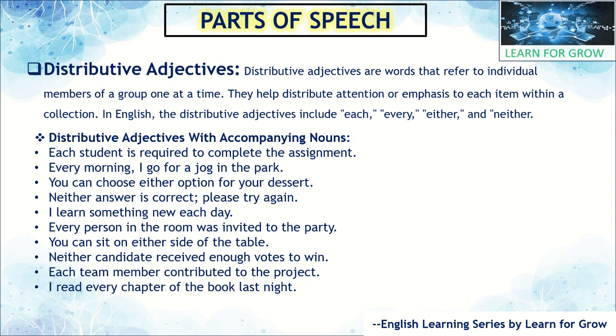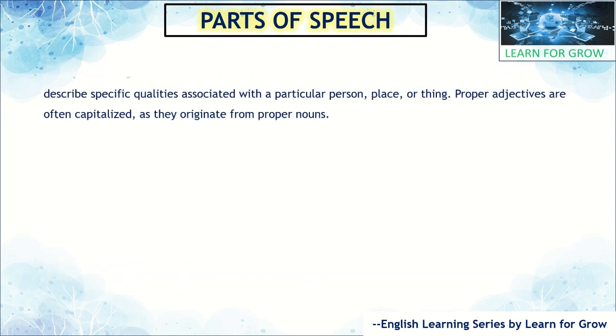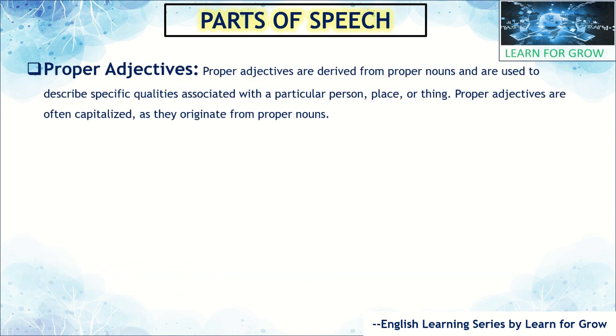Right? I hope you understood the distributive adjectives. I have given many examples. Right? So let's go to the next one, proper adjectives. The name itself indicates the proper, right? Proper adjectives are derived from proper nouns and are used to describe specific qualities associated with a particular person, place, or thing. Right? Proper adjectives are often capitalized as they originate from proper nouns.